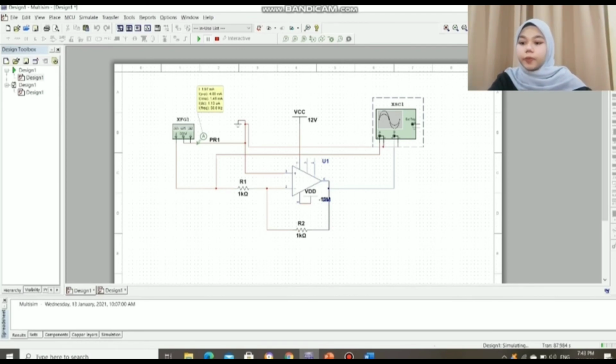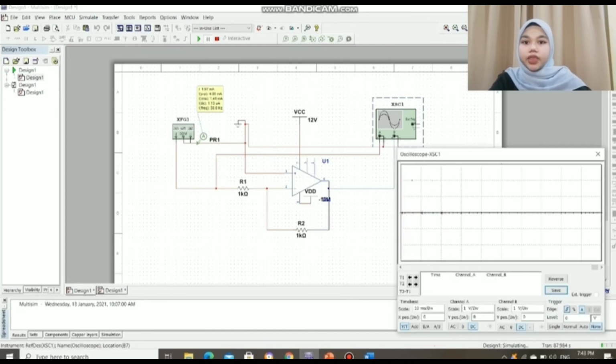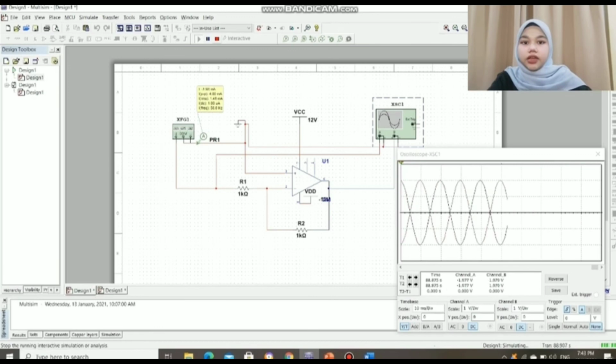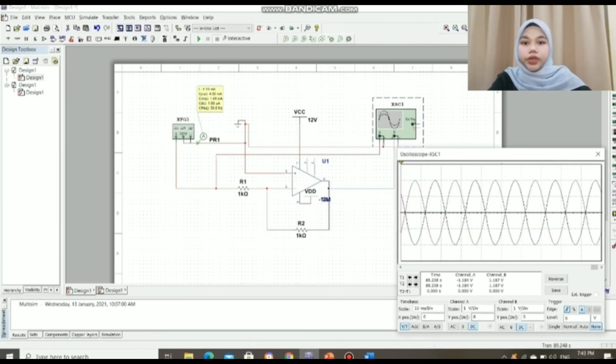Next, I will show the simulation of this inverting op-amp by clicking on the oscilloscope. Then we run the simulation. As we can see, this is my input channel and another one is my output channel. There is no difference in magnitude between the output and the input channel as the value of gain is equal to 1.